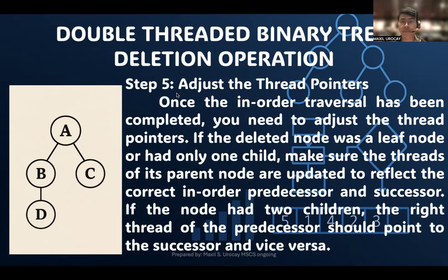And for step five, adjust the thread pointers. Once the in-order traversal has been completed, you need to adjust the thread pointers. If the deleted node was a leaf node, or excuse me, had only one child, make sure the threads of its parent node are updated to reflect the correct in-order predecessor and successor. If the node had two children, the right thread of the predecessor should point to the successor and vice versa.